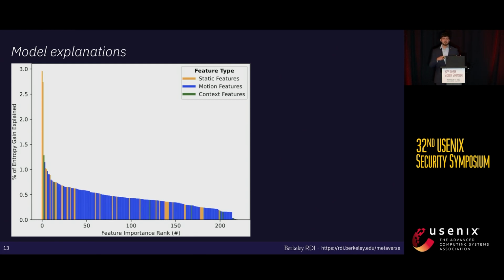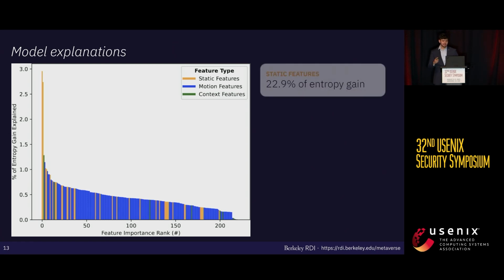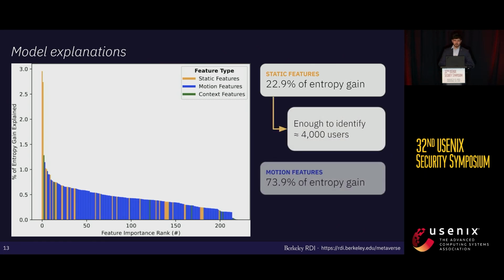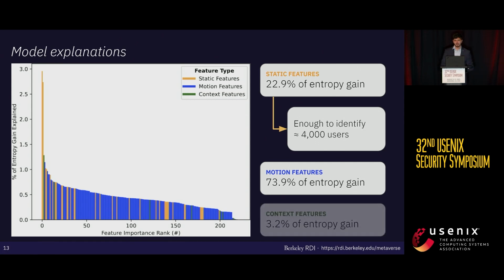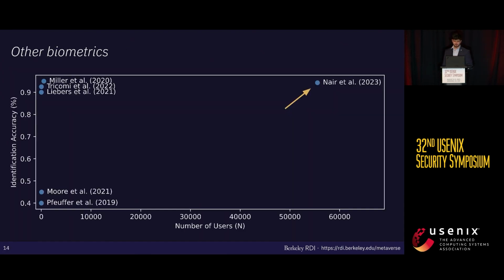And for the first time, we've shown that this result actually comes mostly from your movement patterns, not just your static measurements. Static features are still the most important individual features, like height and wingspan. But in aggregate, your motion features account for almost 75% of the entropy gained by this model for identification. And then those context clues that I mentioned earlier give another 3% slight boost to the information gained.